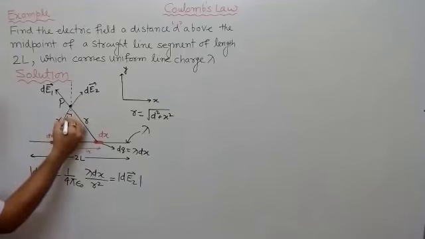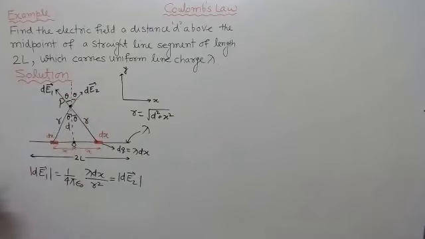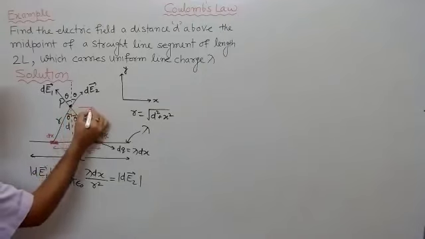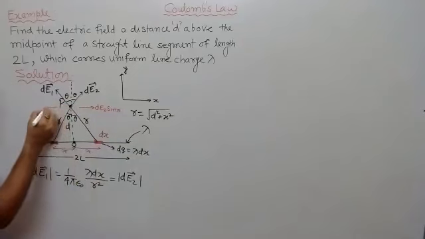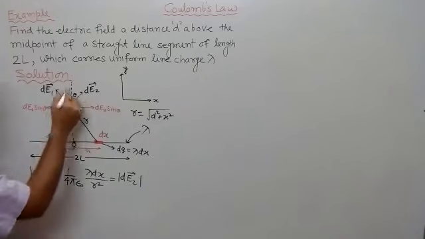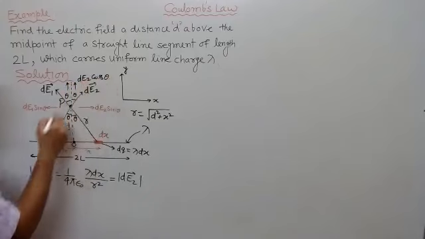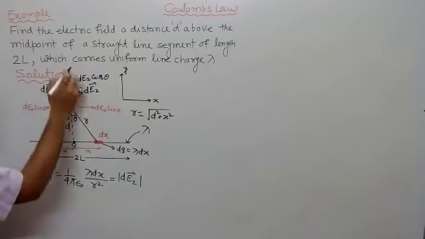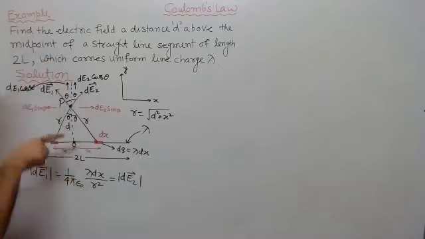So assume this angle is theta. This angle is also theta. This is theta and this is theta. I have assumed this. So what will be the component of dE2 in this direction? This is dE2 sine theta. The component of dE1 along this direction is dE1 sine theta. And along this direction, what will be the component? This component is dE2 cos theta, and this component will be dE1 cos theta. So along the y direction the component is cos theta, and along the x direction the component is sin theta.